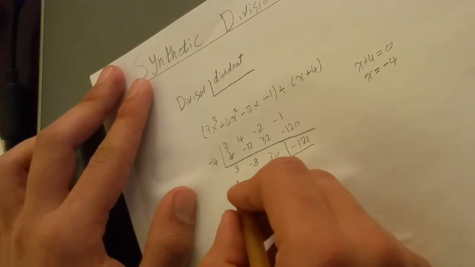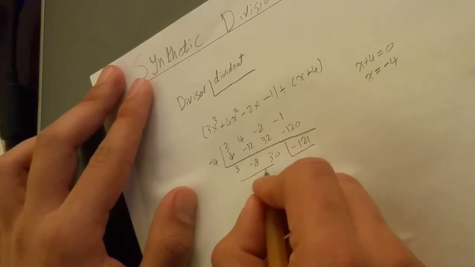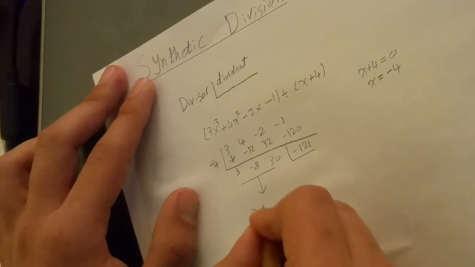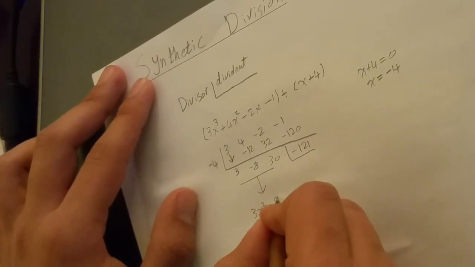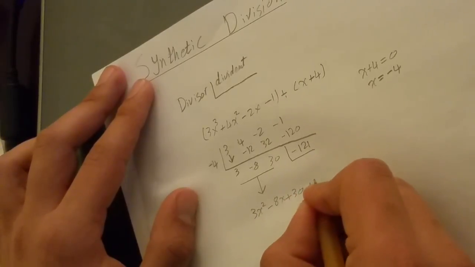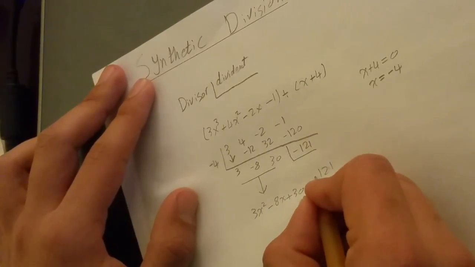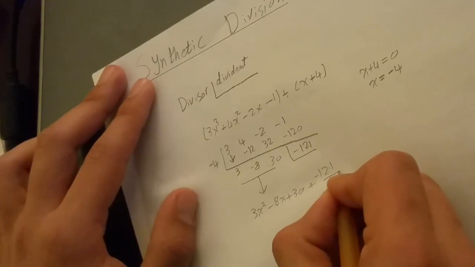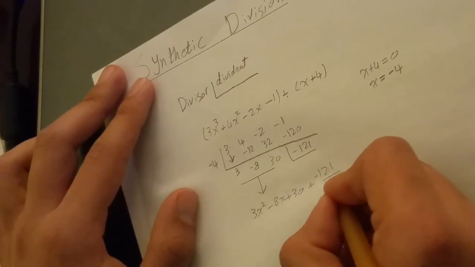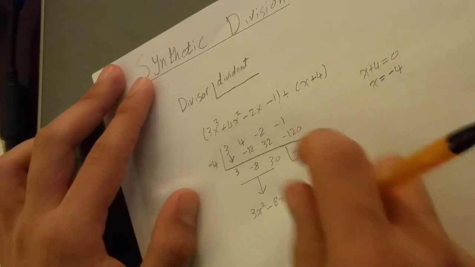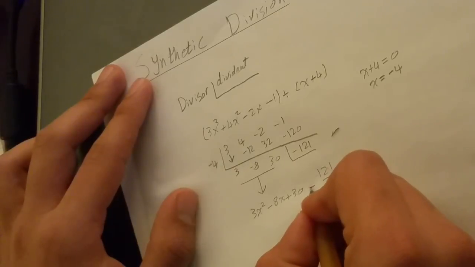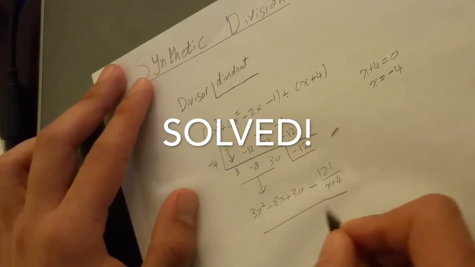And this is how I write the answer. 3x squared minus 8x plus 30 plus your remainder over your divisor. So we don't need this plus sign here. We can just put a negative since the remainder is negative. And this is your final answer.